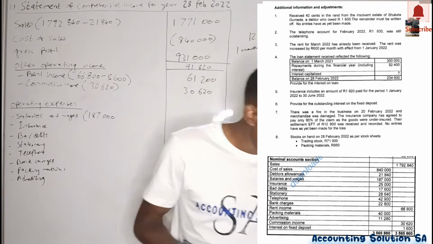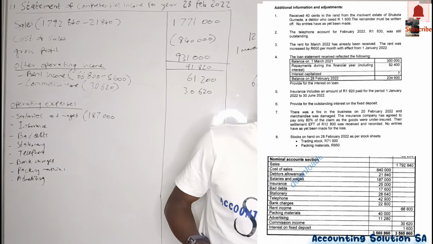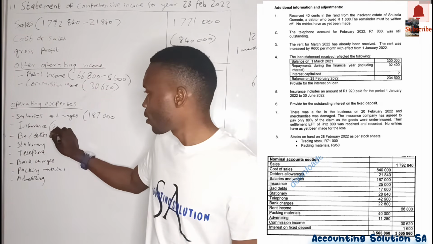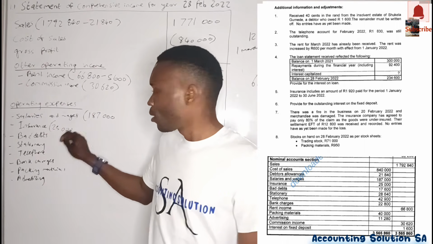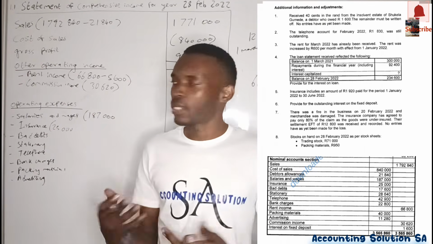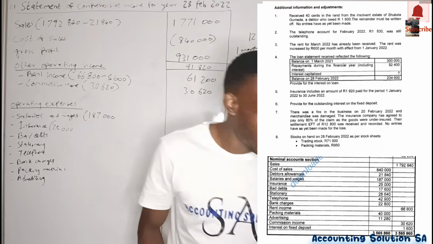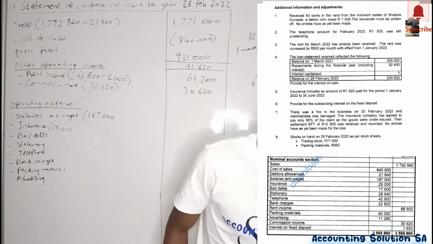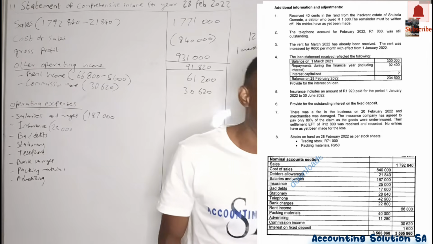Okay, let's start with insurance. The amount of insurance that we have is 25,000. Did we have any transaction related to insurance in our transactions? Let's check. Number one is bad debts. Number two is telephone. Number three is rent income. We have loan, insurance, number 5.